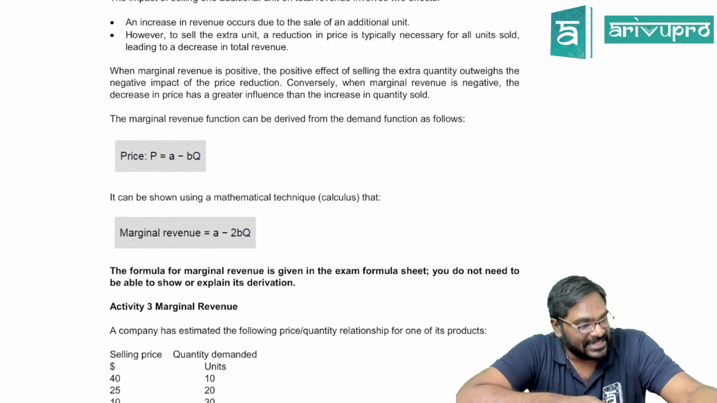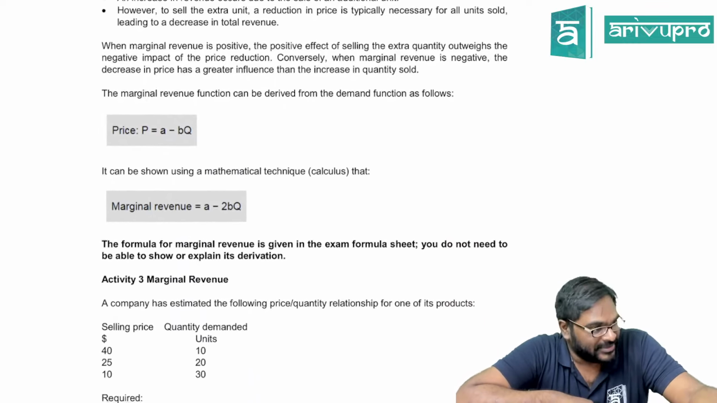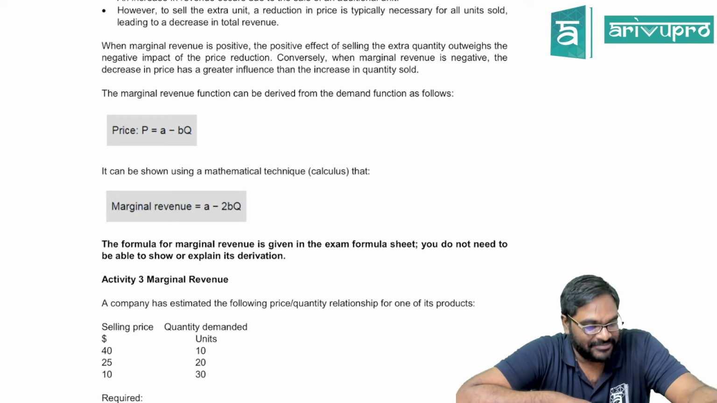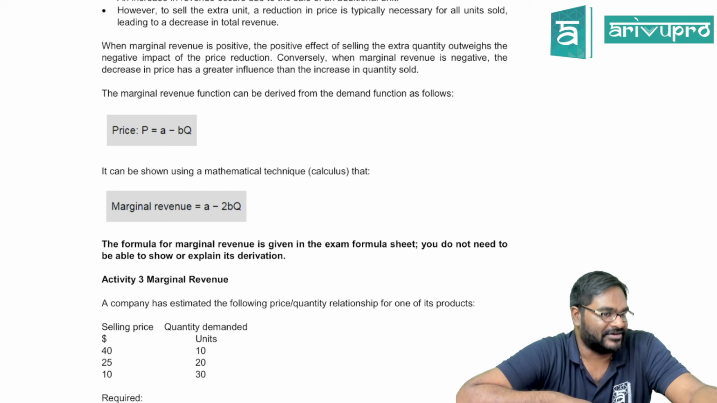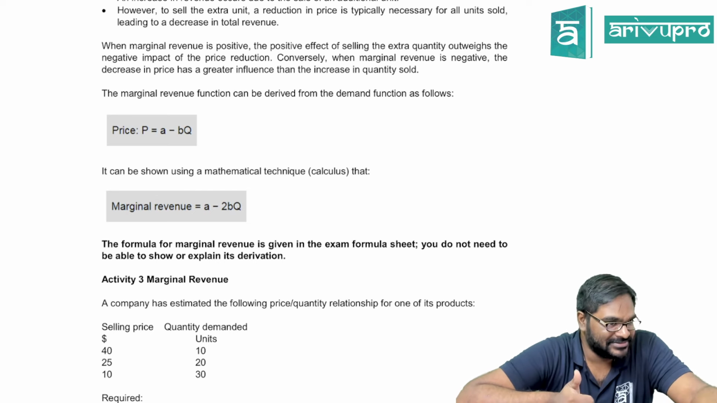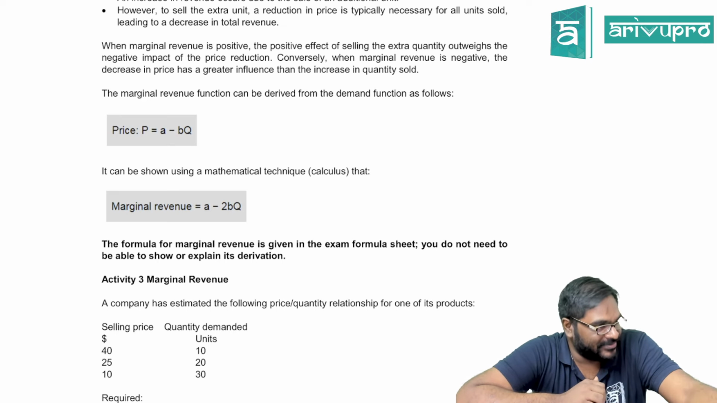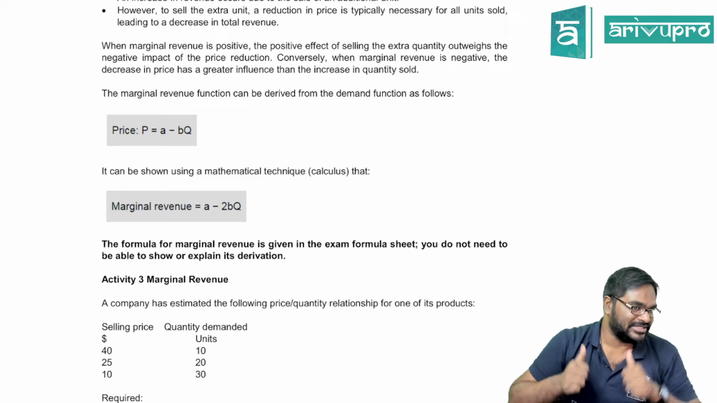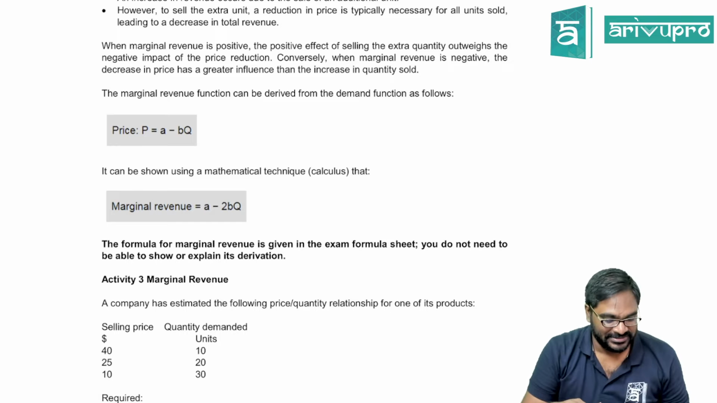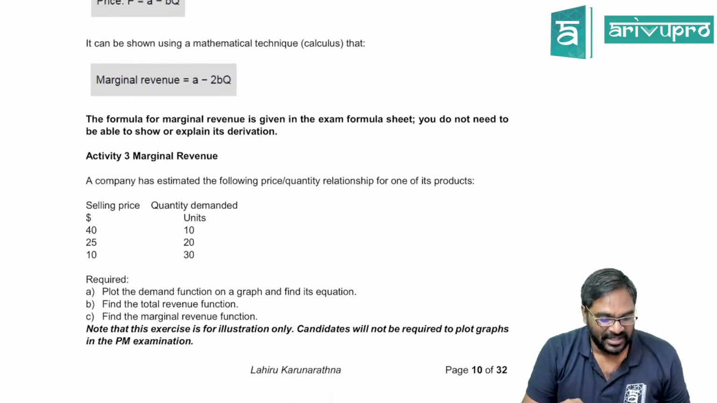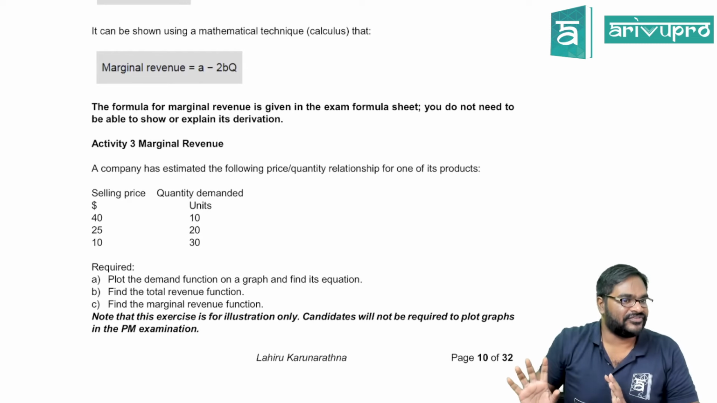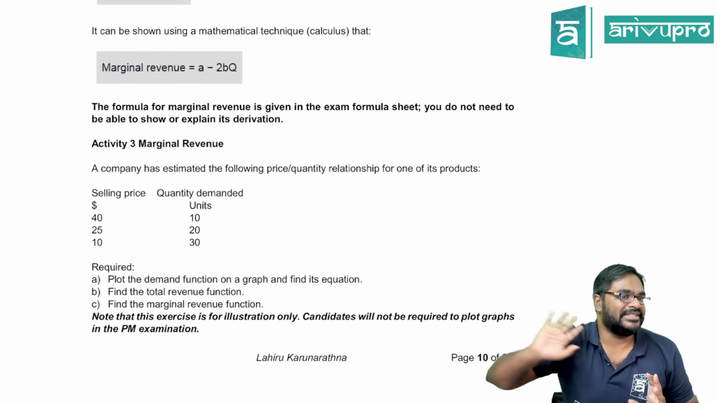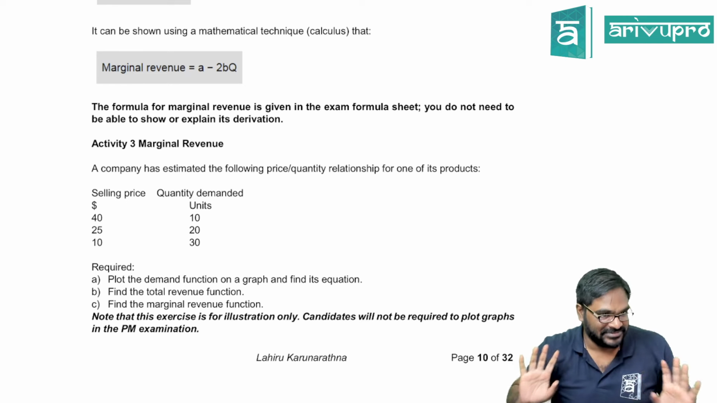Then for marginal revenue we also have a formula: marginal revenue equals A minus 2BQ. The same formula as for price, we put 2 in front of B. Are we good? And this formula, in case you forget, don't worry, it will be given to you in the exam.